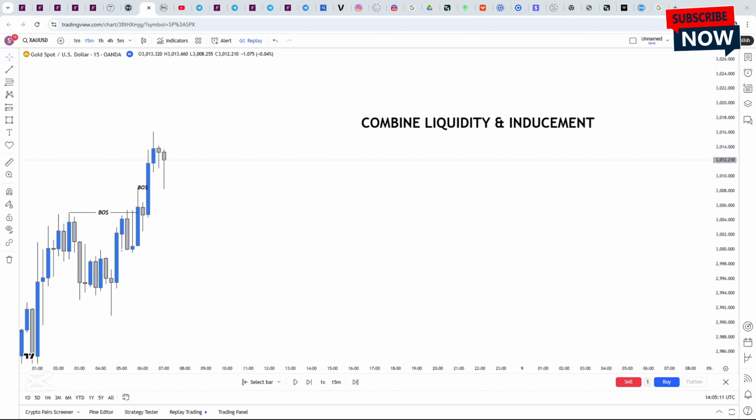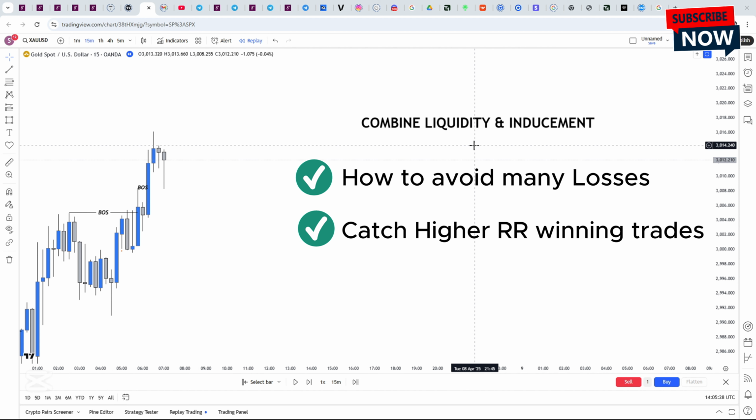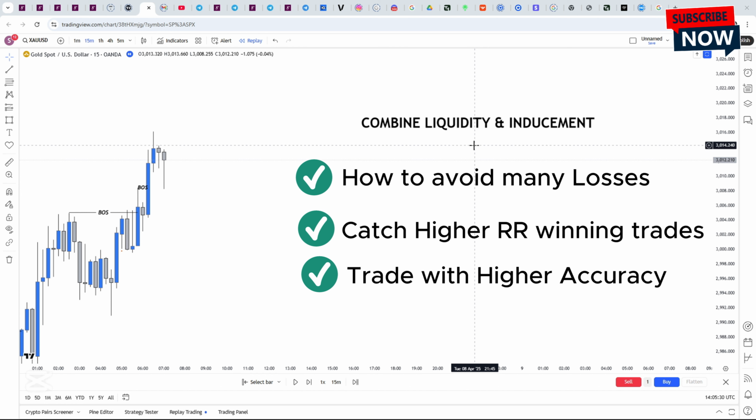Today we're going to look at how to combine liquidity and inducement to come up with a good and clear profitable trade. And make sure you stick around to watch the full video, because in this video you're going to learn how to avoid many losses, catch higher risk to reward winning trades, trade with higher accuracy, and create success in your trading.